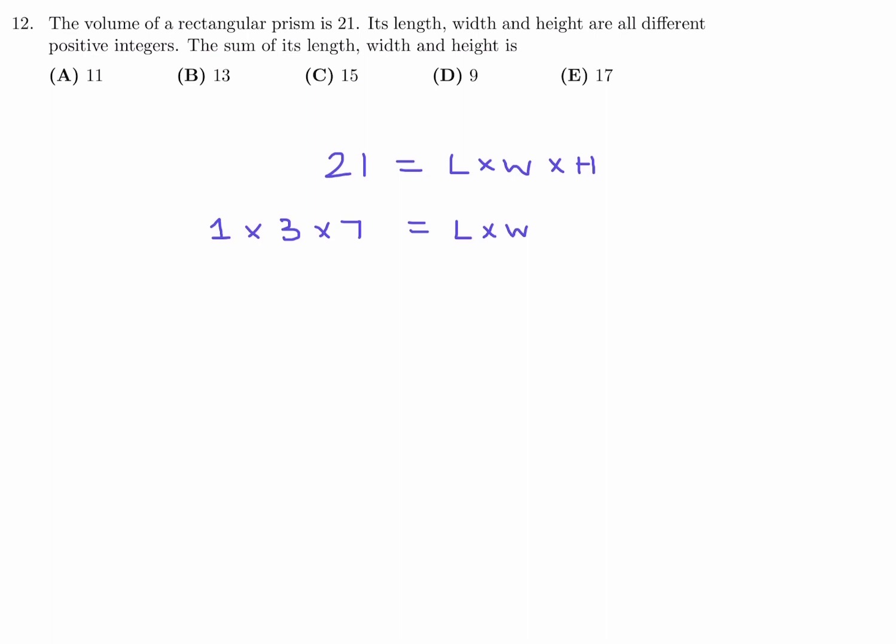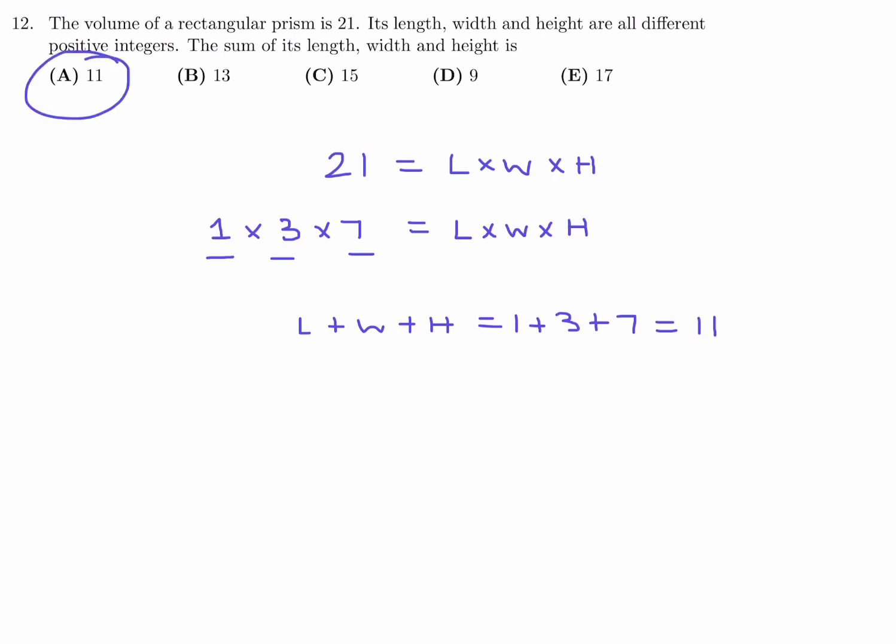And there we go. I've got 3 numbers, and they're all different, and they're all positive integers. So this is whatever order you want to put this in, width, length, height, doesn't really matter. They just want the sum. So the sum of L plus W plus H will be 1 plus 3 plus 7, and that is 11. So number 12, the answer is A.